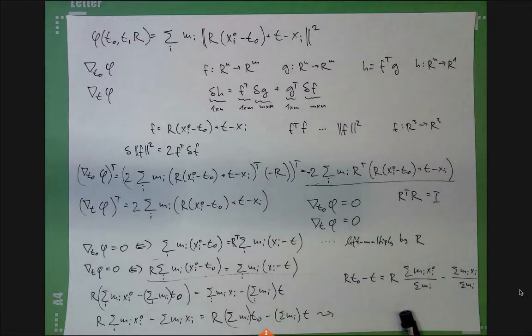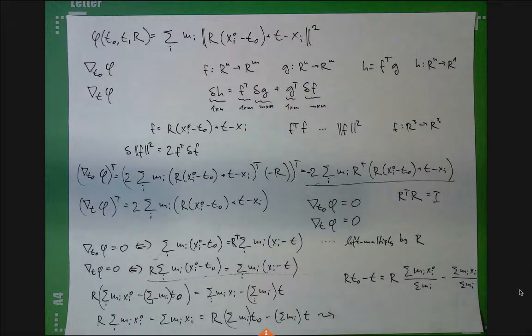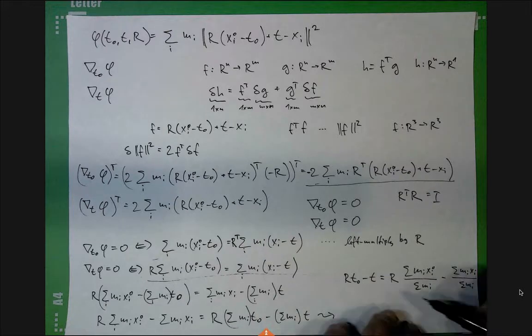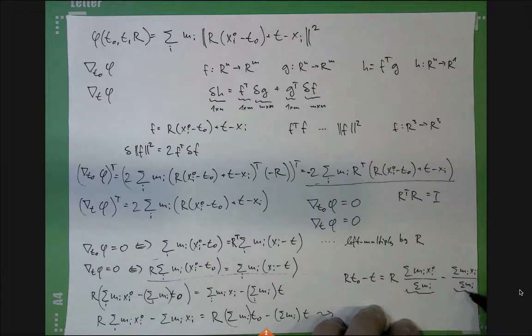So from this we can see that, first of all, it's not unique. How do I pick the T0 and T? T0 and T have 6 degrees of freedom total. T0 has 3, T has 3. But here I have only 3 equality constraints, so I still have 3 degrees of freedom left. Nevertheless, an obvious choice presents itself here.